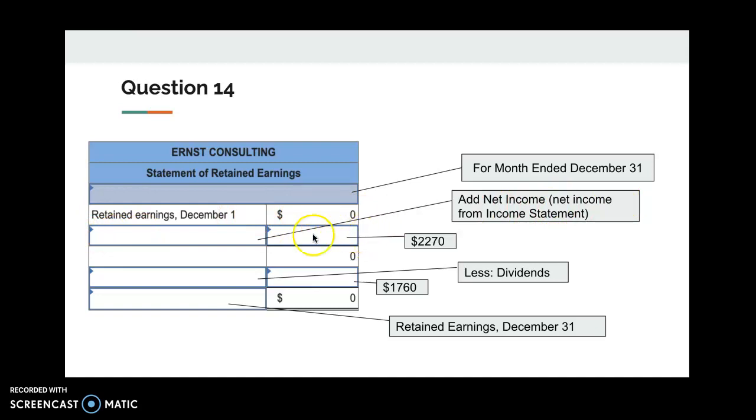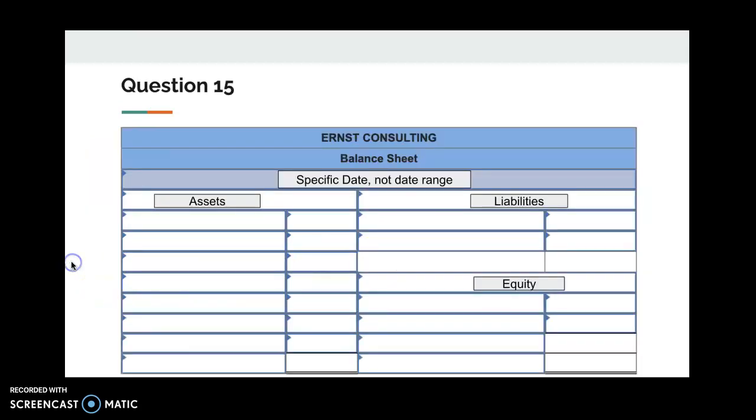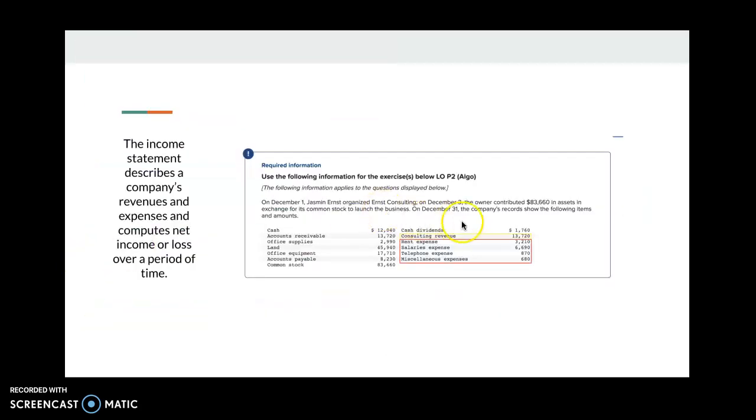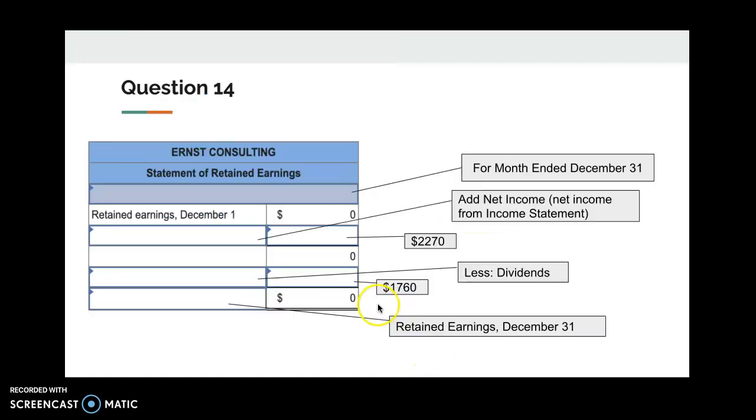If you were to go back to question 13, you would pull that $2,270 of net income. That'll auto compute right here, and then we're going to look at that table from a few slides back and figure out what cash dividends there were. There were $1,760, so we're going to put less dividends, $1,760, and then our retained earnings on December 31st.